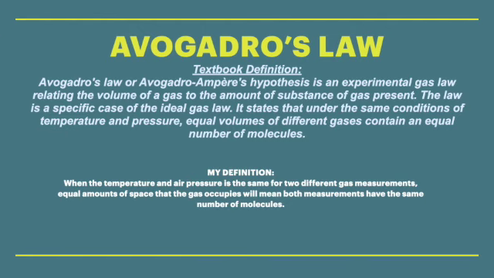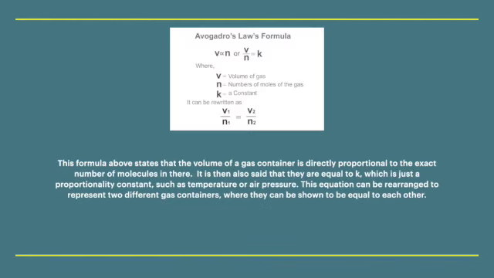So basically, we're gonna give another example right here through an equation. Hopefully, it gives you guys a different way of understanding it. So this formula above states that the volume of a gas container is directly proportional to the exact number of molecules in there. So right there it says V over N equals K.